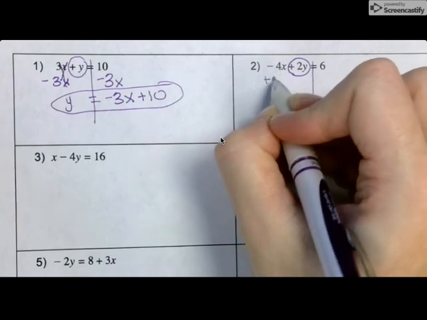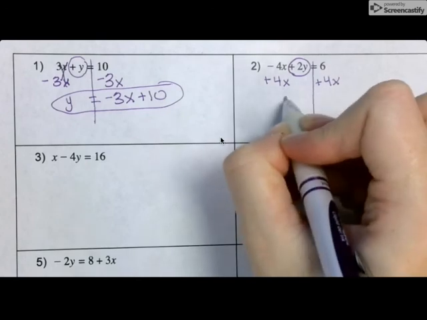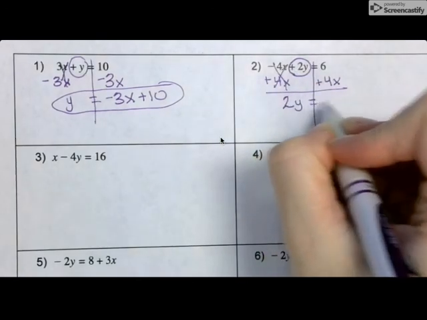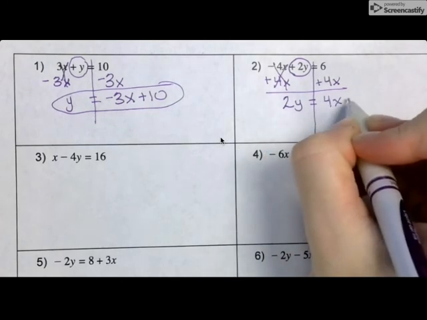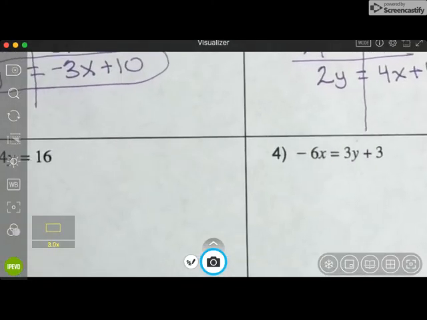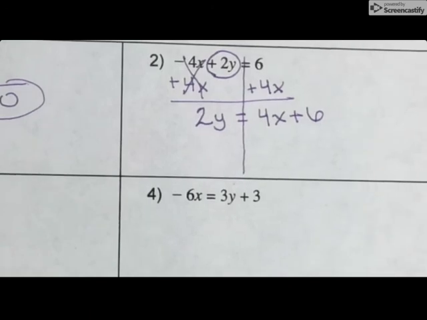The inverse of that is positive 4x. Positive 4x. Bring down my 2y. Bring down my positive 4x and my positive 6. Make sure that you keep your signs with your numbers, okay? Too many times you guys somehow lose them.